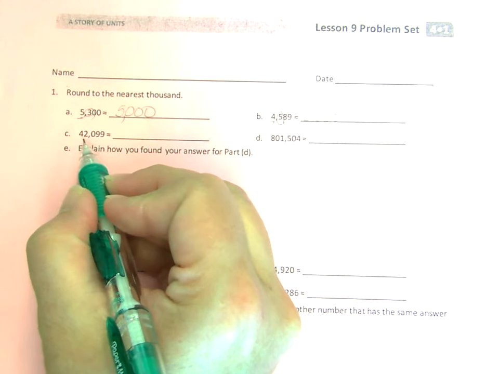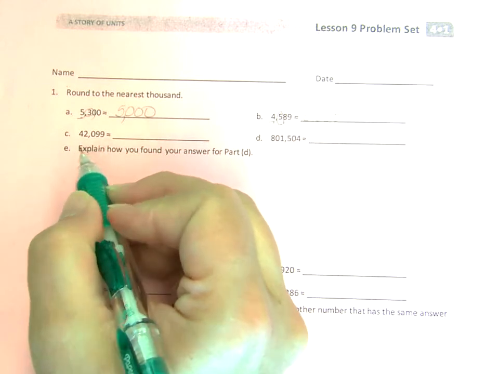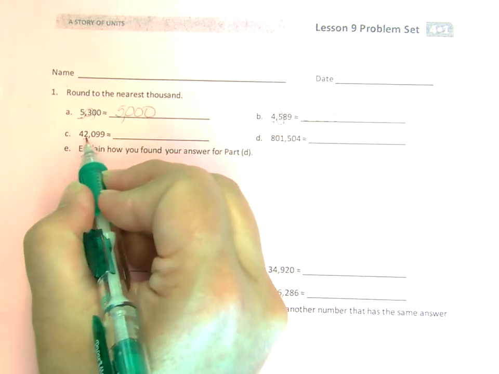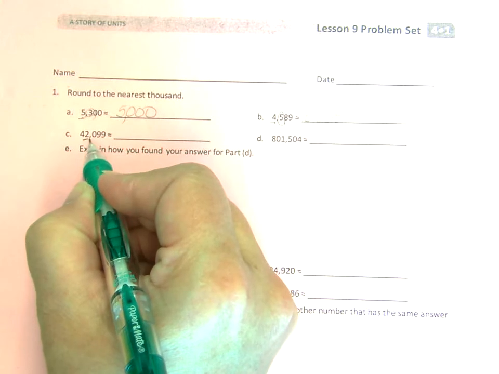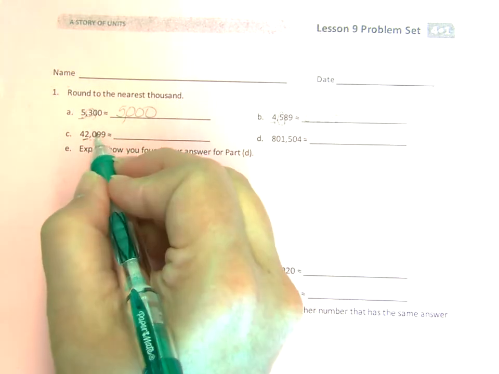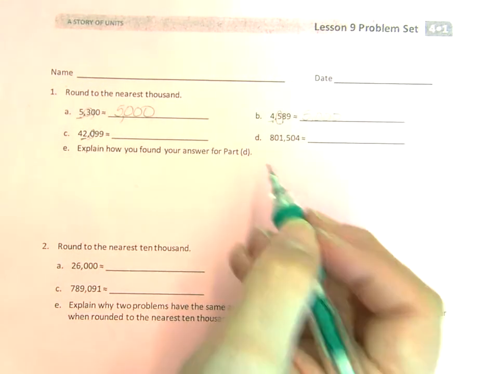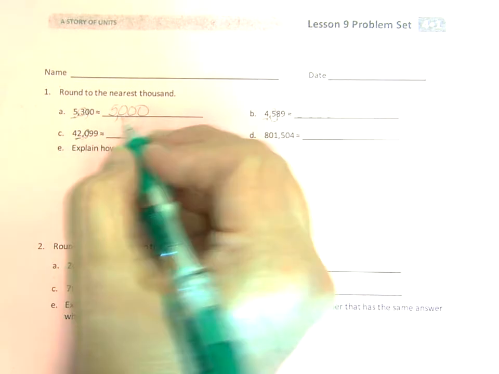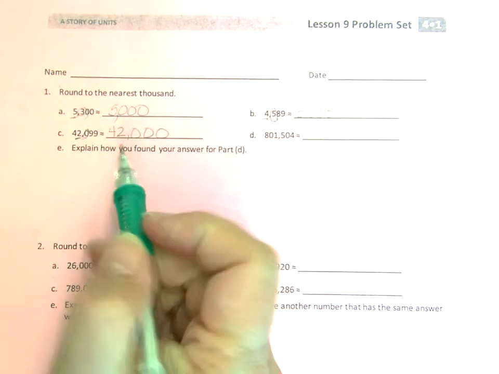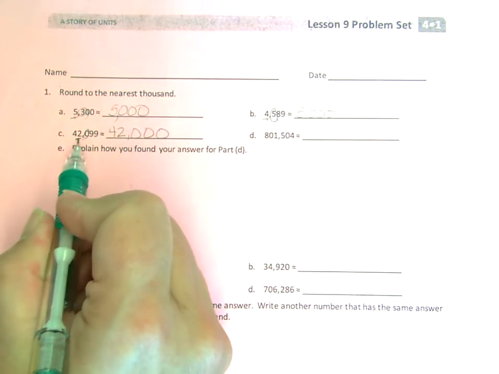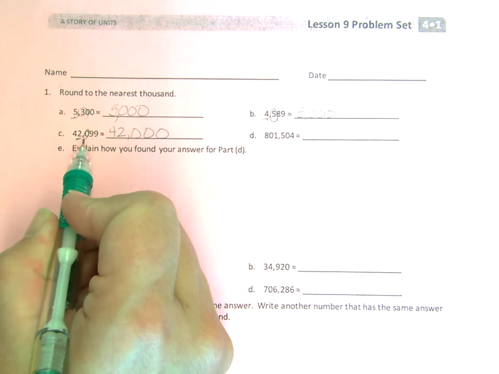Letter C says 42,099. We are still making sure that we are focused on the right place value. We're focused at that thousands place. Okay, we're circling the number next to it. It's a 0. So everything after that, we are going to make into zeros. And remember, we left this number alone because it was 4 and below here.